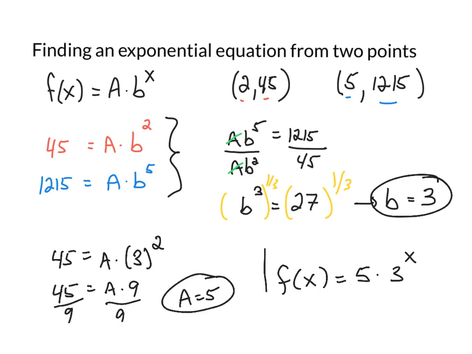And so what we have here is an exponential equation, f of x, and it passes through the points (2, 45) and (5, 1,215). Right, so this is a method for finding an exponential equation given any 2 points that are on that graph.